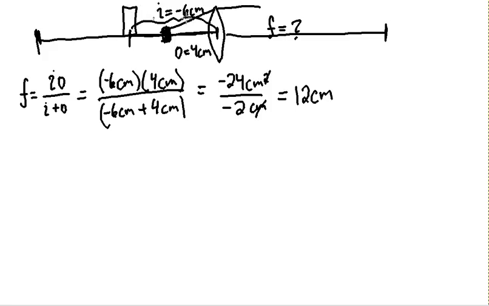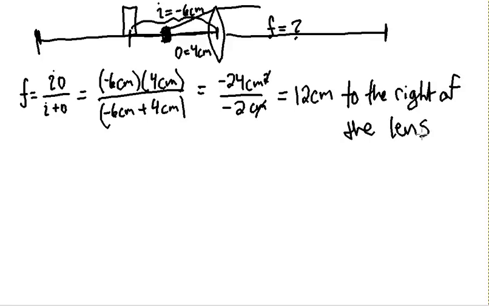Well, I don't want to try to draw this all over again. But our focal length is a positive number, which means it's 12 centimeters to the right of the lens, if our object's to the left. So I guess there's a couple of rules that we should write down real quick.